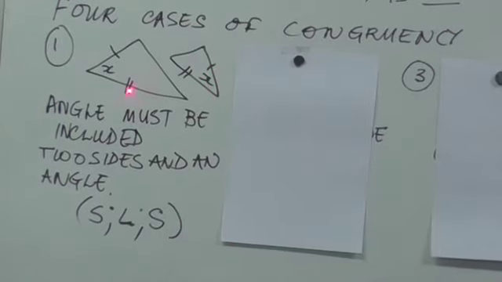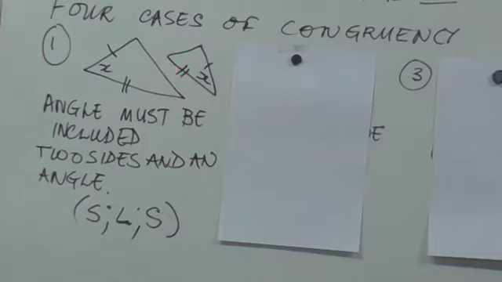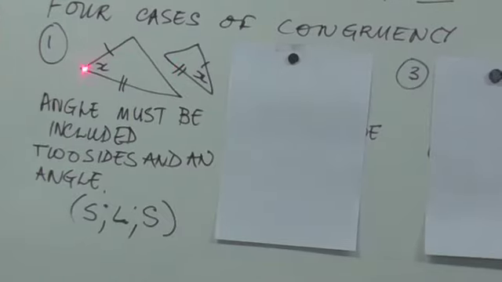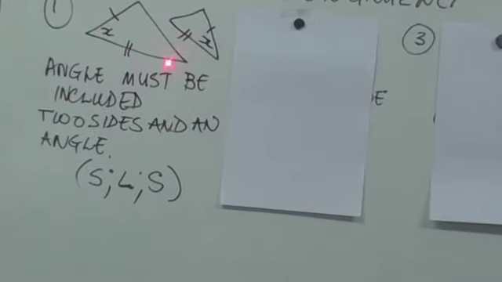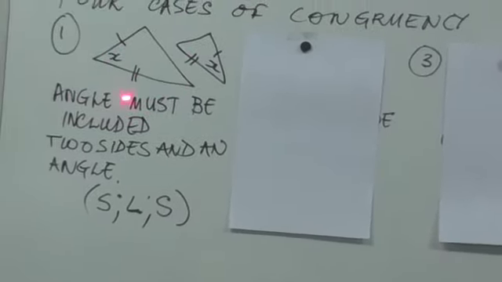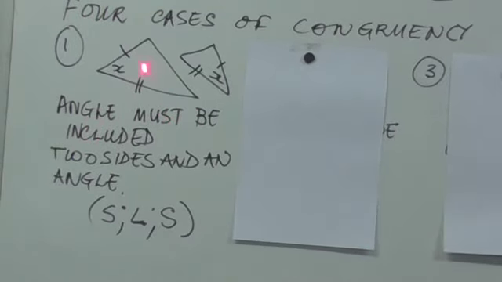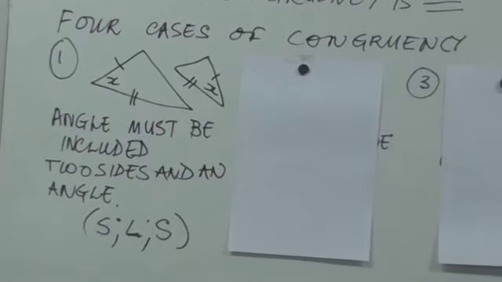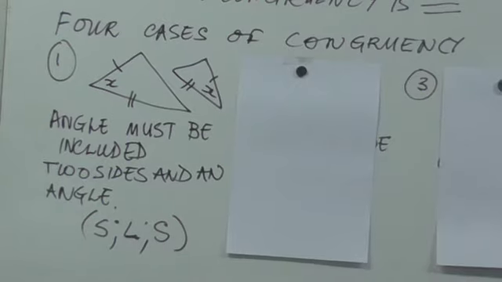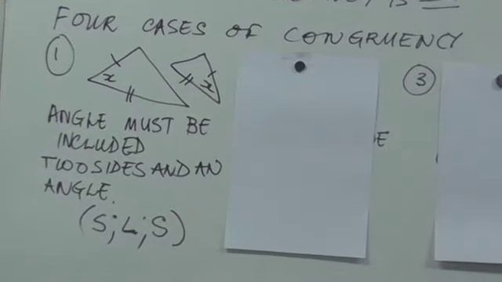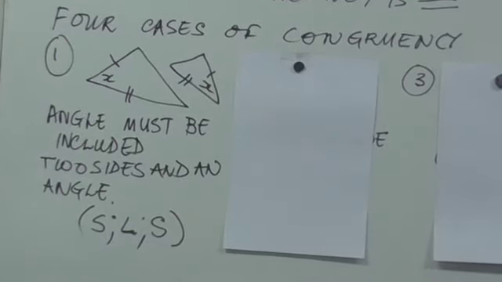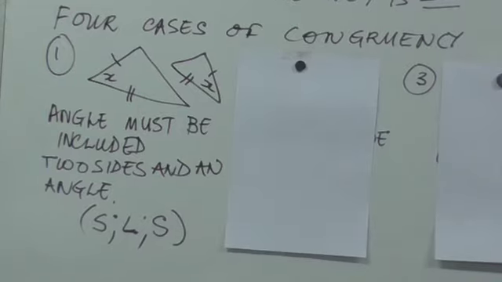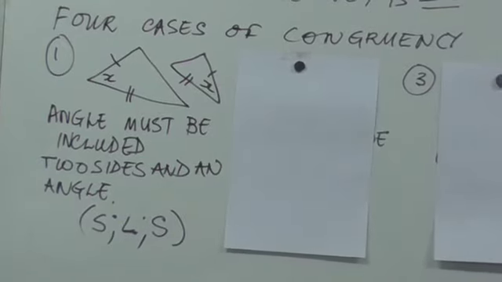And this side is equal to that side. So it's called a case of side, angle, side. So the angle must be included between the 2 sides.